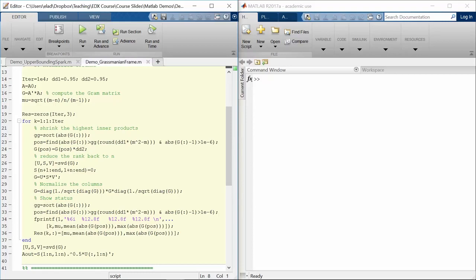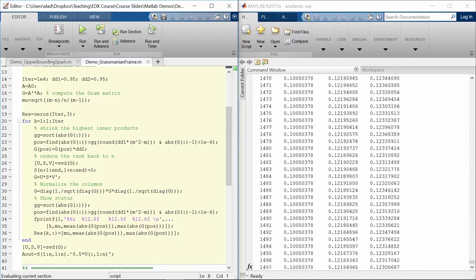Once we conclude the iterations, we use the SVD in order to extract the resulting A from its Gram. This parallels a square root computation. Let's run this algorithm and see how the results evolve.